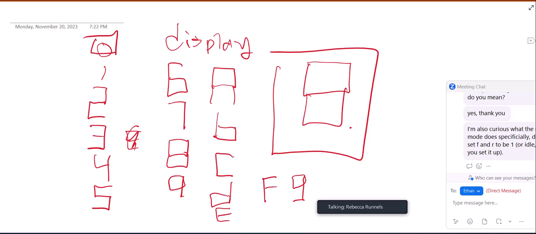So I'm also curious what the reset mode does. Does it just set F and R to be 1 or idle, or however you set it up? Okay, I'll get to that question in a second.